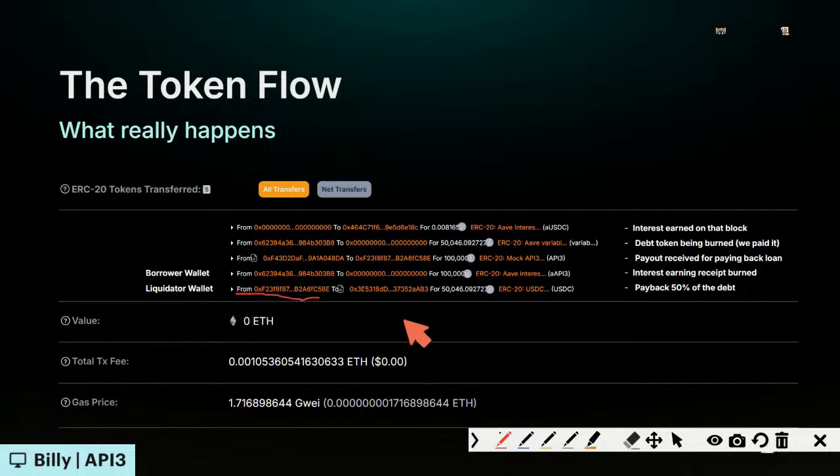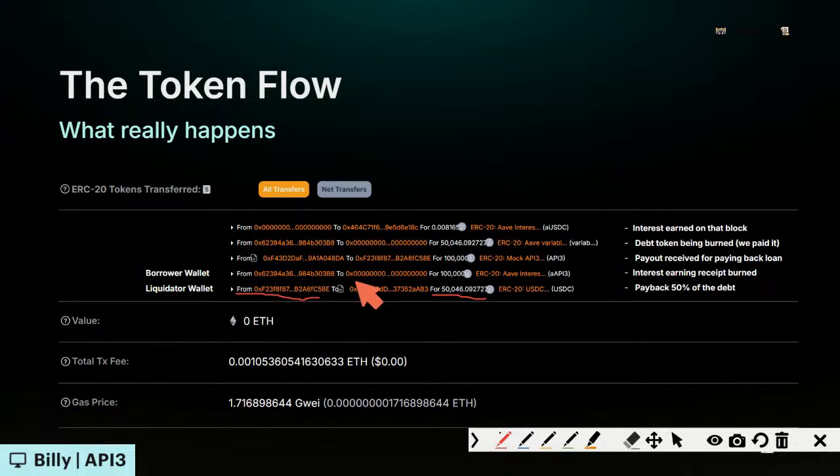So this is our liquidator wallet, right? So we have this wallet. We are paying back 50% of that debt. So from right here, I'm using another token. So I'm paying back 50% of this debt position. Let's pretend that's the 350 that we had, right? This is the borrow wallet, right? So the interest they're earning receipt is burned. So like I'm getting $100,000 of these tokens, or I'm receiving that 0.4321 ETH.